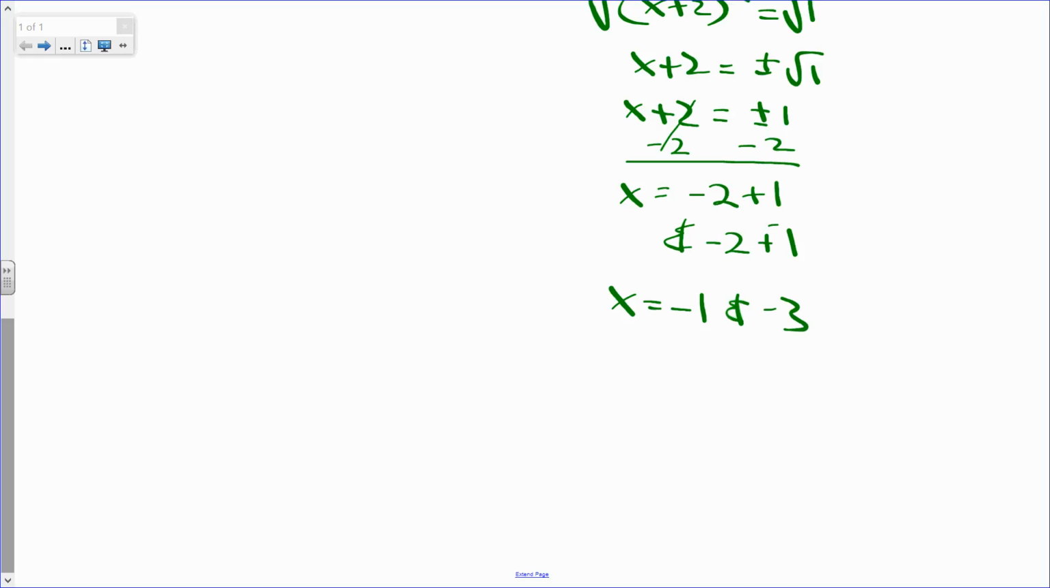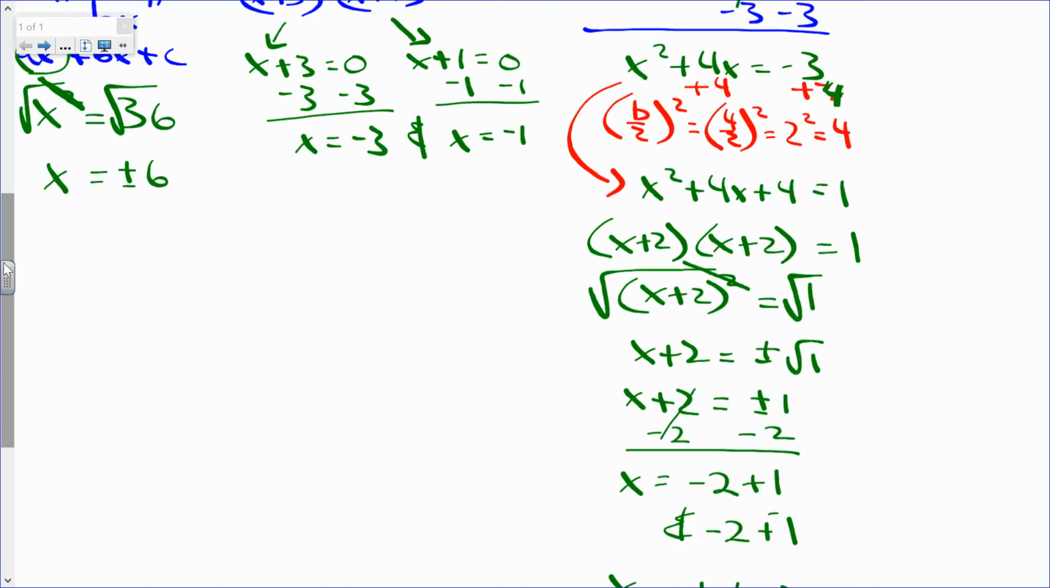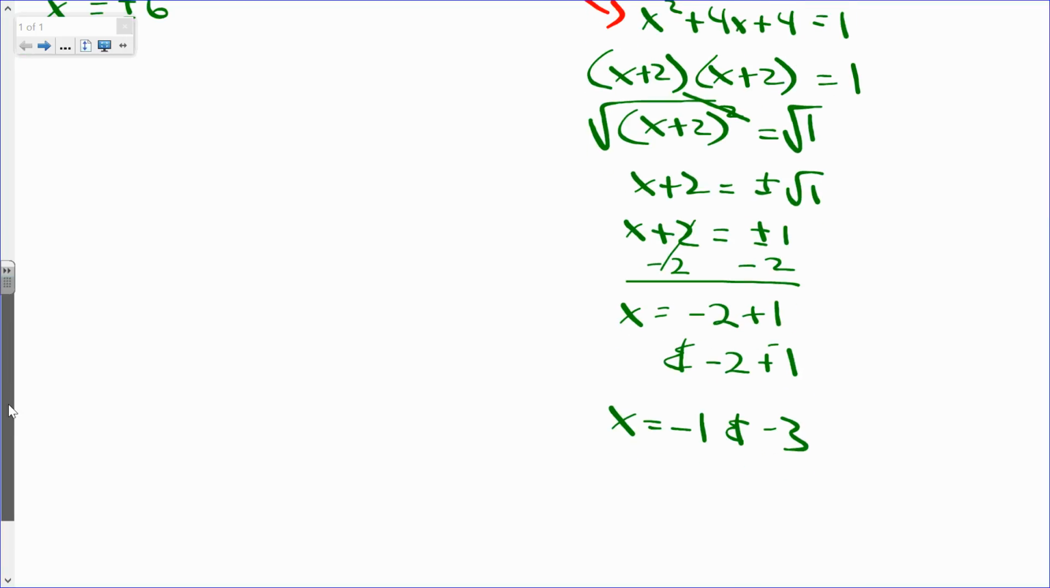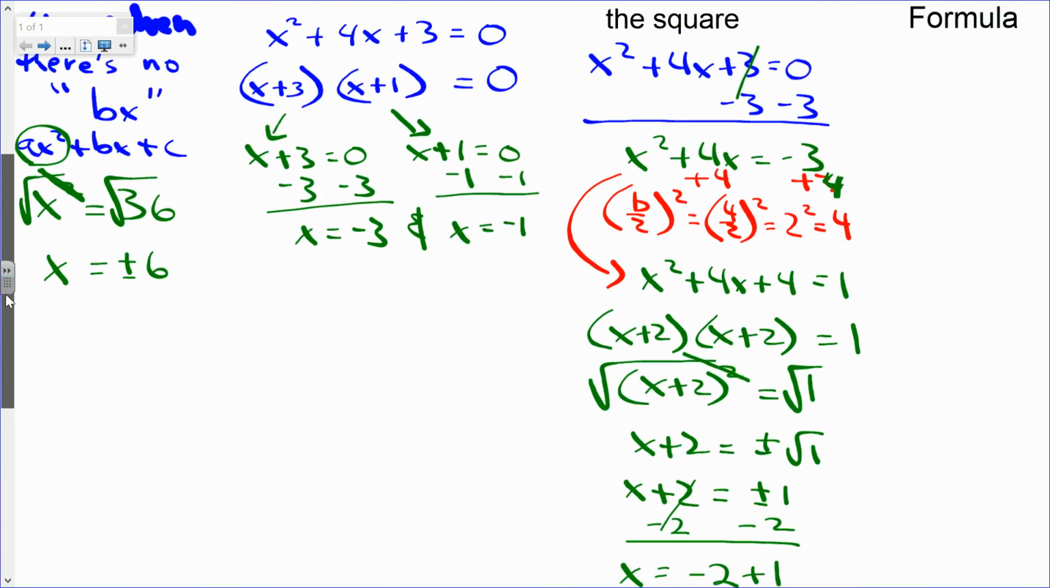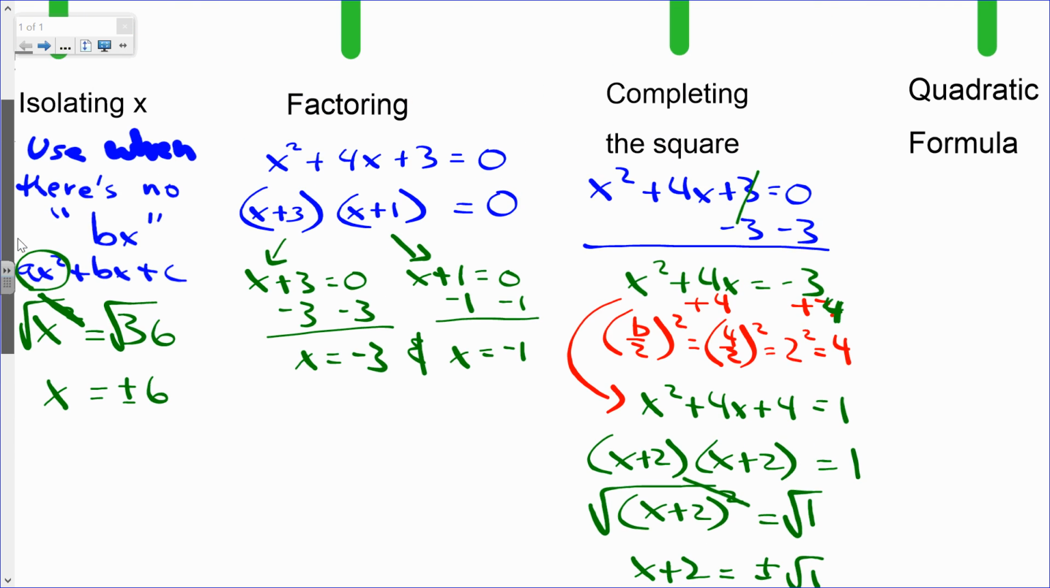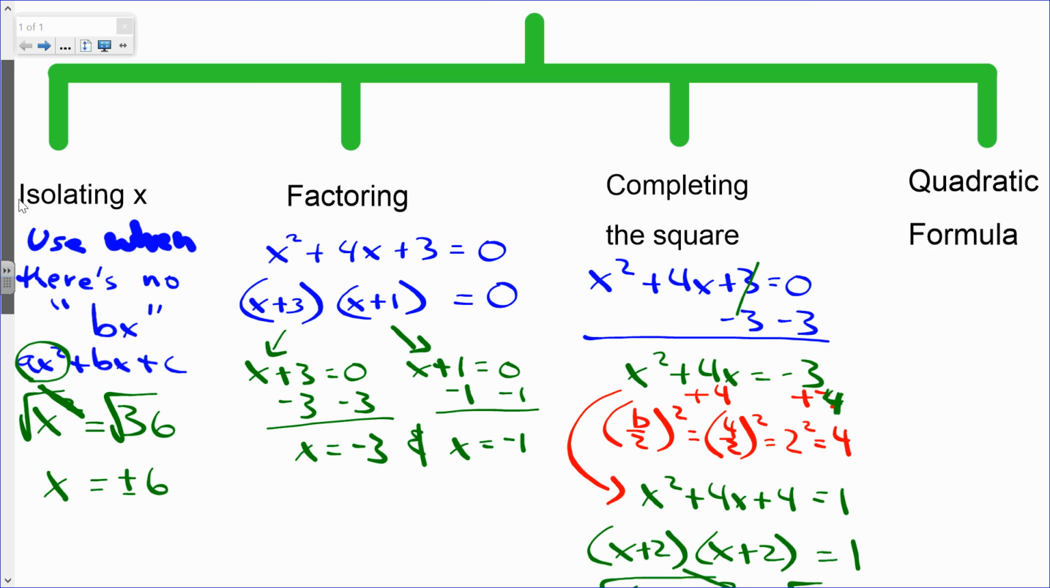Isn't that the same solutions that we had over here? Look at negative 3 and negative 1. Same solutions using factoring, but now here we use completing the square. It's a different method. Same equation, 2 different methods. Okay?